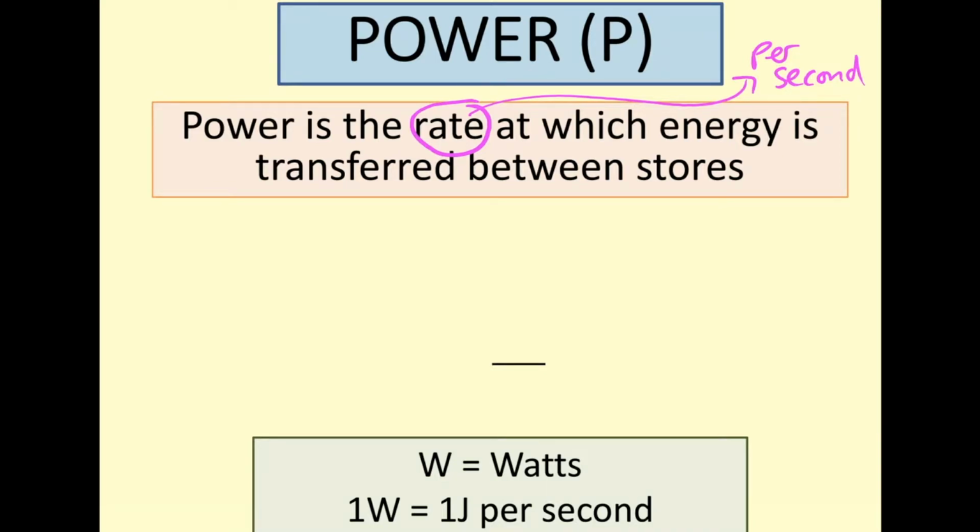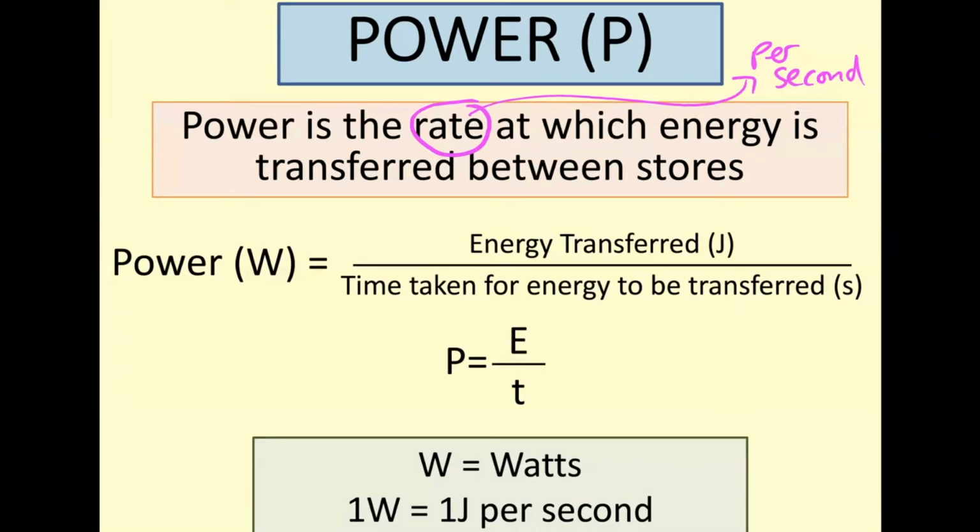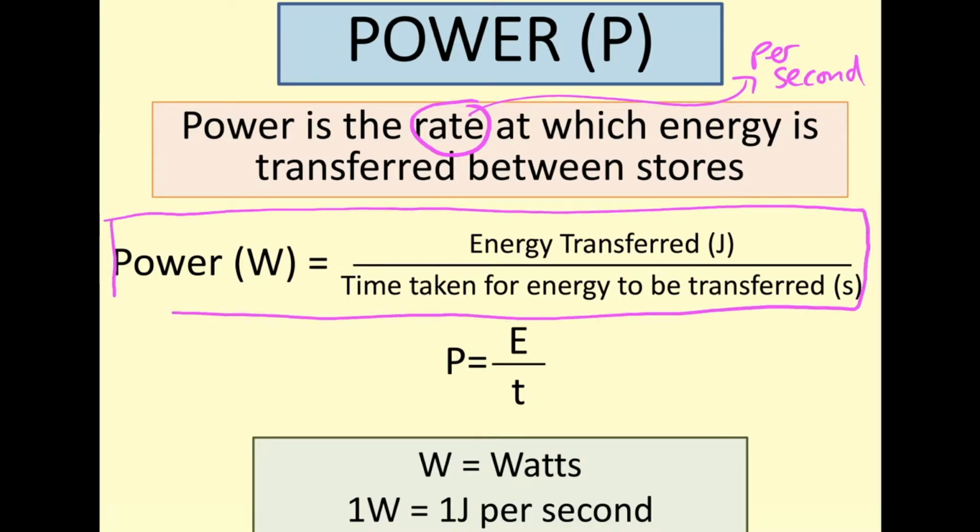So that's because it's the rate of distance that's covered. So whenever we deal with rates at all in science, we're always talking about something per second. So the way in which we calculate power is through this equation here. So power is the amount of energy transferred per the amount of time it takes for that energy to be transferred. So pay close attention here to our units.